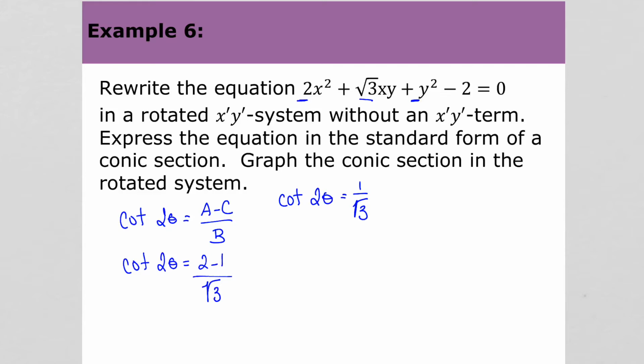Now, how do we find theta from that? What we need to do is to put this cotangent in some terms that we can use. We know that cotangent is x over y.